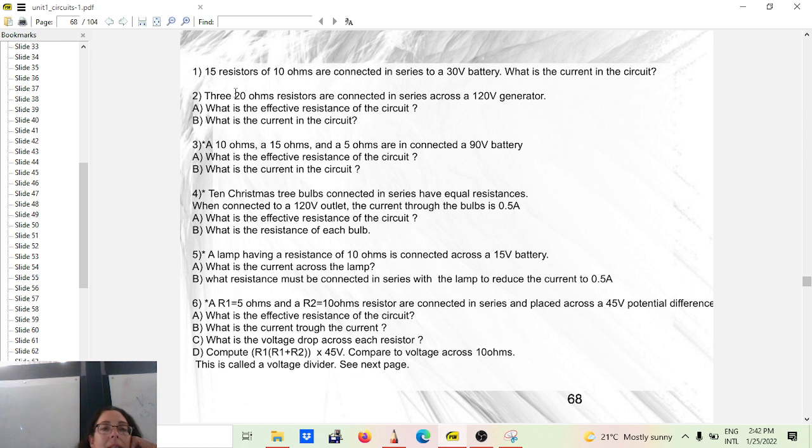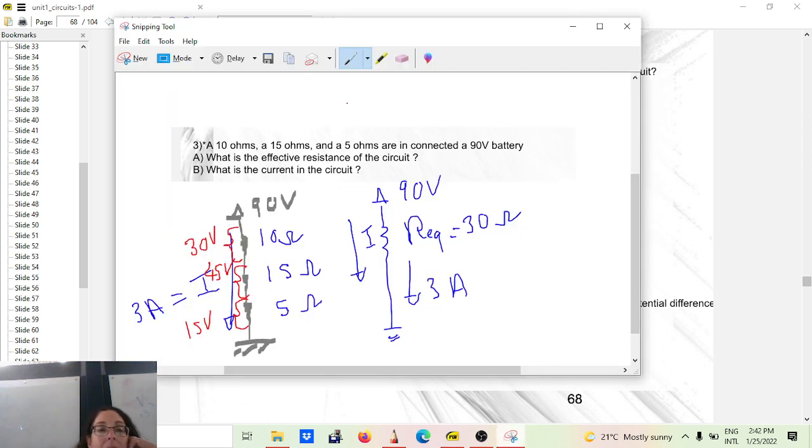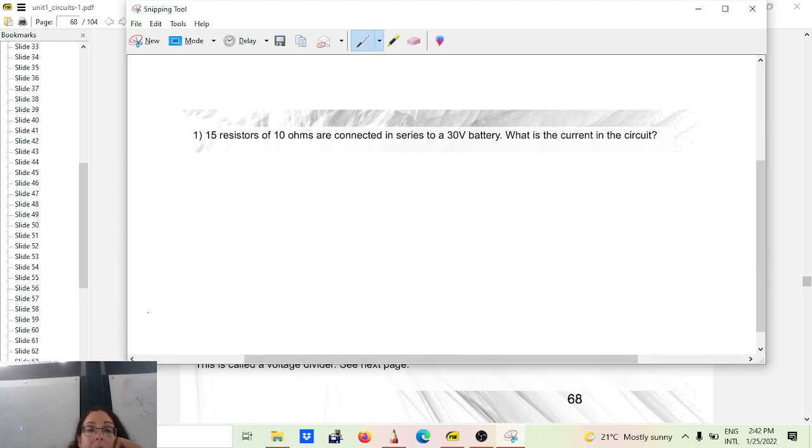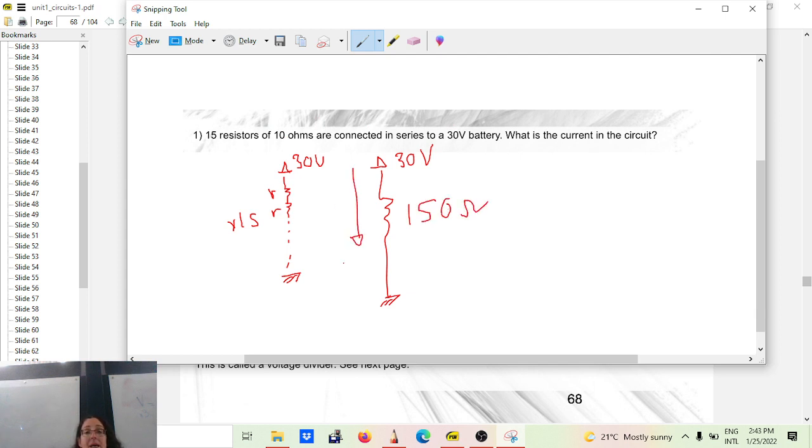And this one you can do in your head. Okay, now let's do it quickly. Let's do number one. So you have 15 of them. So times 15. So if you have 15 of 10 ohms, what's going to be the resistance? Yeah, 150. The current is I. So I, the current is just 30 divided by 150, 0.2 amps. So that's going to be 0.2 amps.